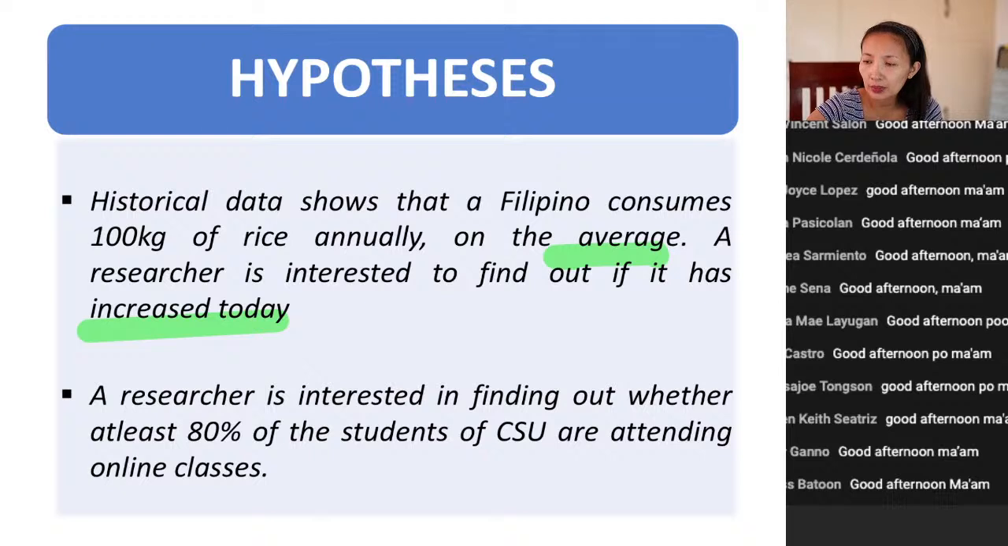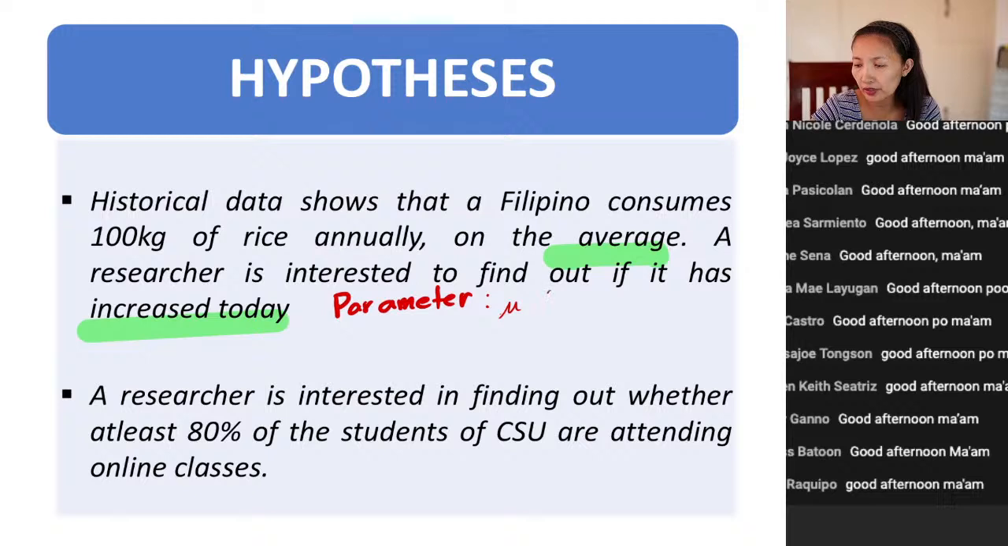So, for example number 1, our parameter there is mu, merong clue tayo dyan, average. Mu, which refers to rice consumption annually. Average, with rice consumption lang. Mu, you know that the Greek letter mu is for the mean of the population. So, rice consumption annually, and our population is Filipinos.